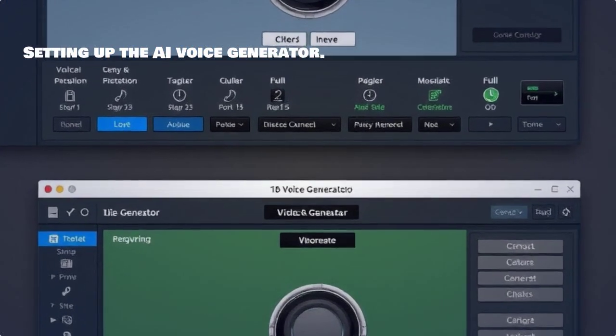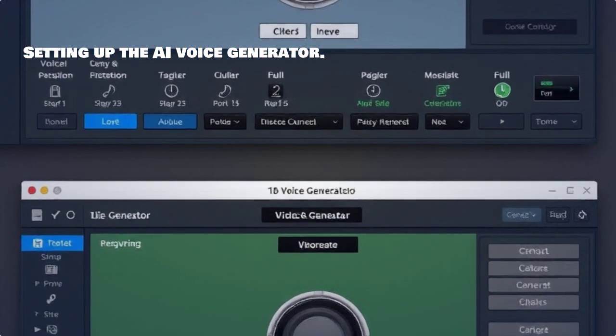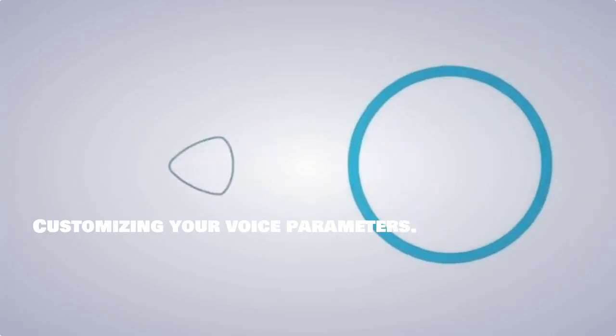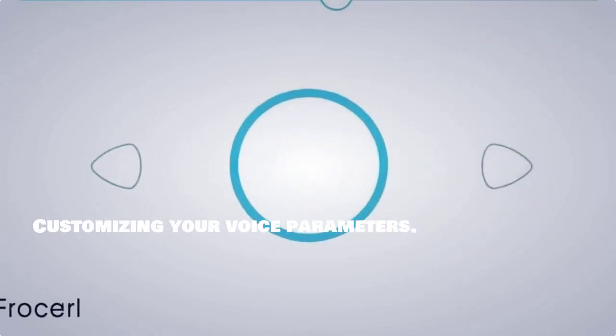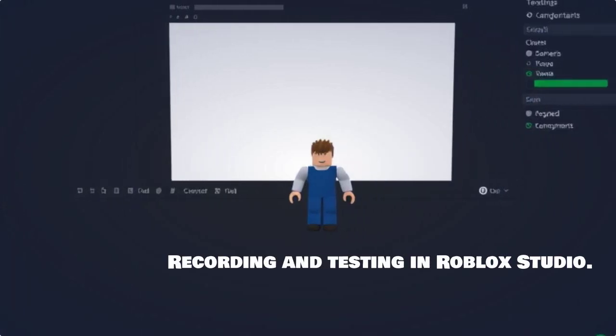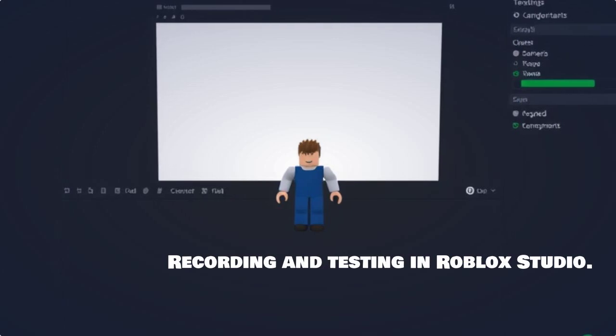Now, let's dive into the step-by-step process of setting up the AI voice generator. Follow along closely. Here comes the fun part: customizing the voice parameters to match my character's personality. Let's fine-tune that voice. After generating the voice, it's time to record and test it in Roblox Studio. Let's see how it plays out.